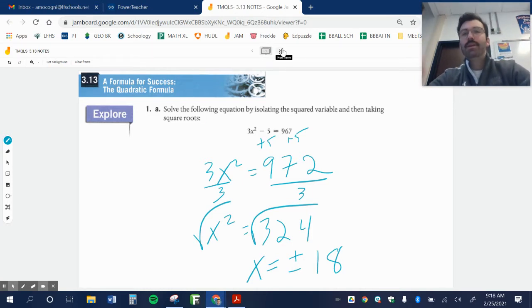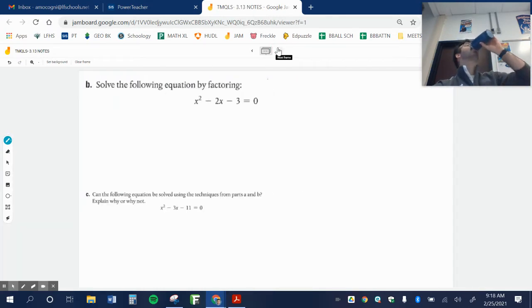Remember, you can always solve by using a square root, or by using this method, if all you have is a squared term and no x term. Okay, just a squared term. Here we can't solve by using a square root because we have a squared term and an x term. So it asks us to solve by factoring.